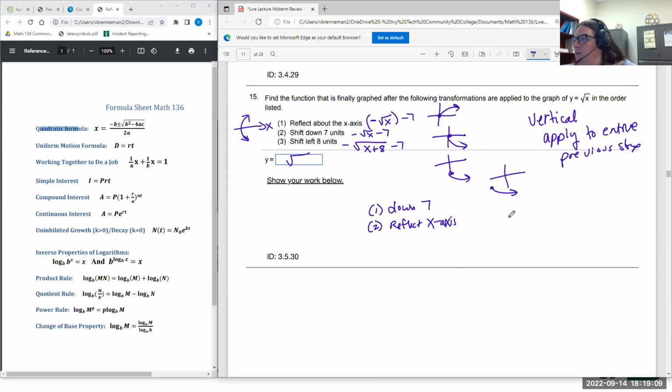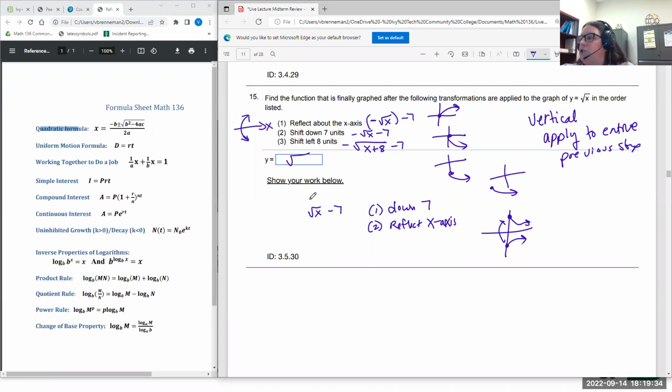If I first move it down 7 units from the original, so it's something like this, and then I take that result and reflect it about the x-axis, now that starting point has switched to being above instead of below. So what that looks like with the function is first we do the down 7, so we take the square root of x, subtract 7.